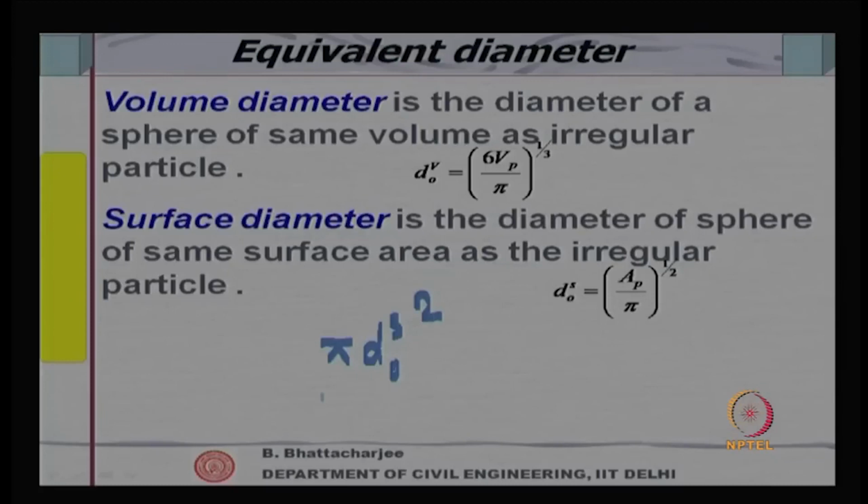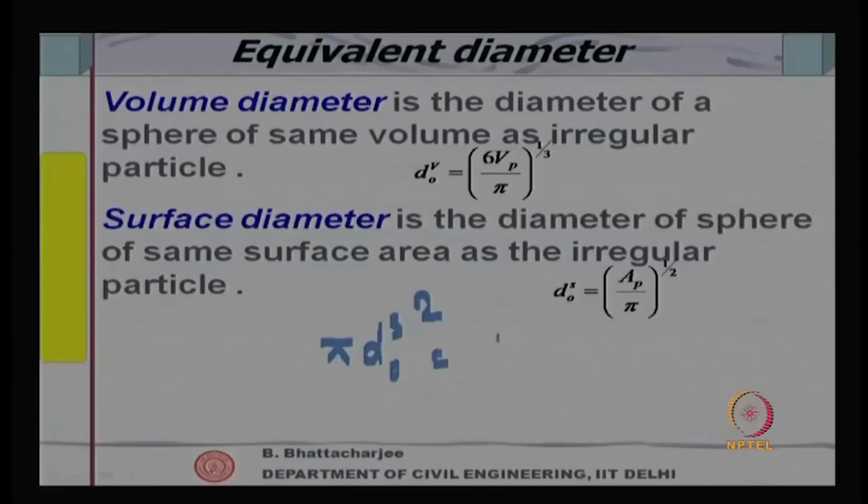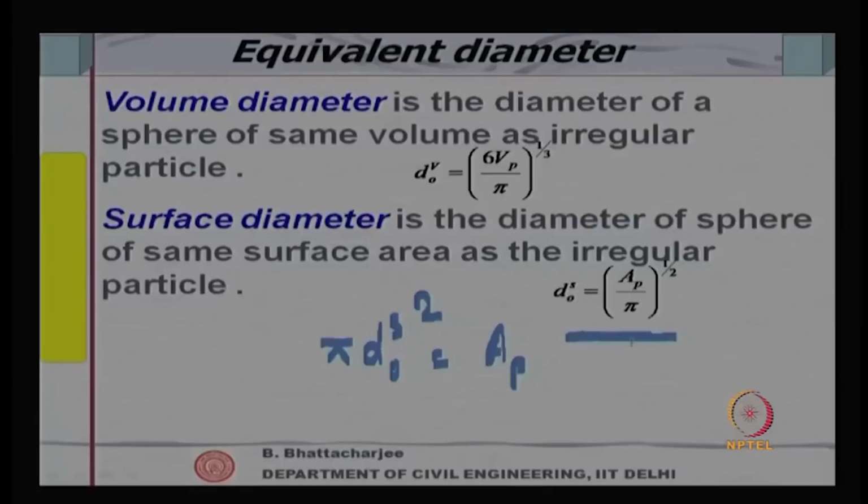Pi d square is the surface area of a sphere. So, that must be equal to the surface area of the particle. Therefore, surface diameter is defined in this manner. If you have an irregular shaped particle and you know its surface area, divided by pi, and if you take the root of it, that gives you the surface diameter.